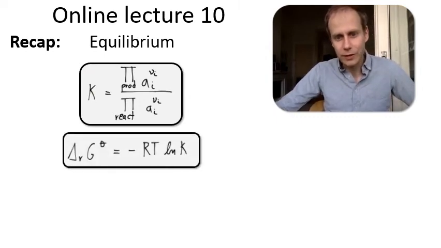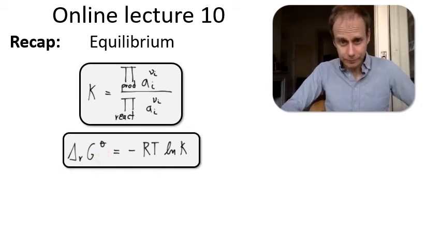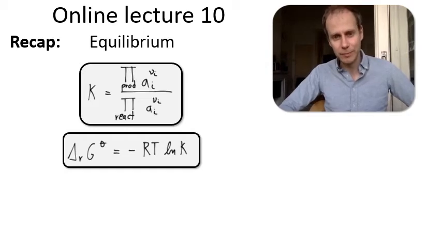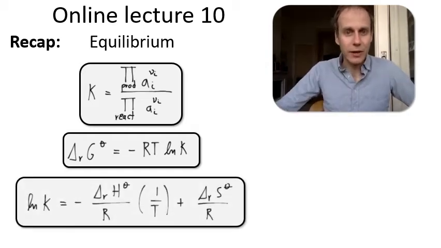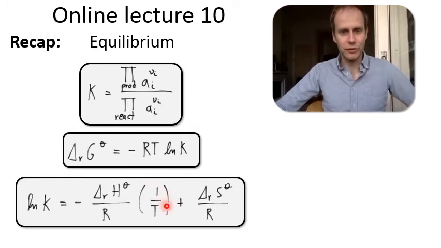So we learned that this equilibrium constant is determined by the Gibbs free energy of reaction at standard conditions and the temperature. This relation, combined with the second law of thermodynamics expressed in terms of Gibbs free energy, led us to this expression where we find that the equilibrium constant K depends on the temperature in a reciprocal way, so an inverse temperature term is there.